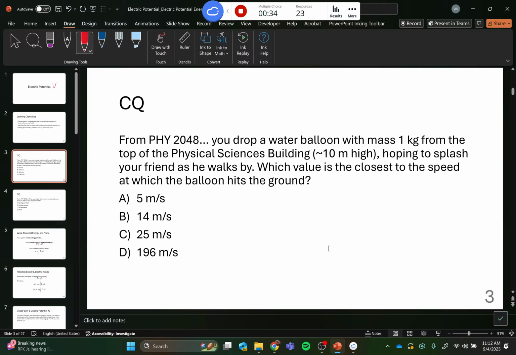All right. You drop a water balloon with mass 1 kilogram from the top of the physical science building. It makes a splash on someone. What value is the closest to the speed when the balloon hits the ground? Again, I'll give you till 2 minutes. There's a couple ways you can solve this. One is easier than the other. I guess they're both easy. Well, one is definitely easier.